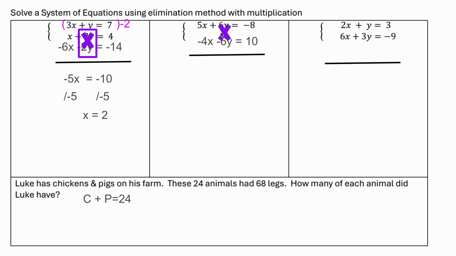And I'm going to add downward. 5x minus 4x is 1x. -8 plus 10 is positive 2. And I know that because this is a 1, I can just rewrite it as x equals 2. Again, this is only up to step 3. And I should really be solving for the other variable, but again, we're not going to. We're just going to keep moving on.